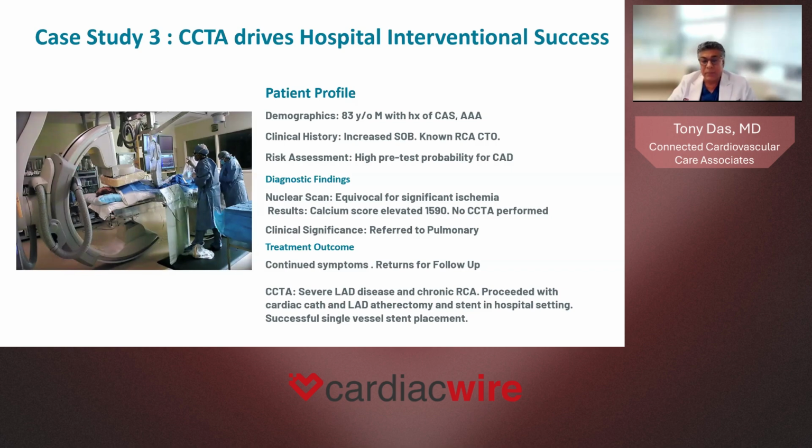Patient had a pretest probability, obviously, of coronary disease, which was high because he'd already been known to have it. Had a calcium score only performed outside of our facility, and that score was 1,590. The patient was then referred by their primary care to pulmonary because it was felt that their coronary disease was stable, never got a CCTA. Ultimately came back for follow-up, and we ended up doing a CCTA and found that there was very critical disease, and we knew that there was an occlusion of the right coronary.